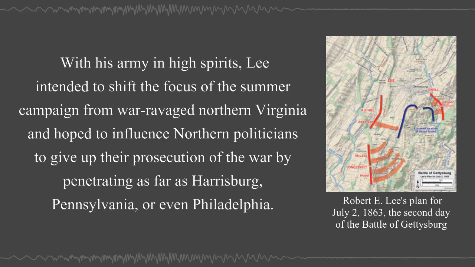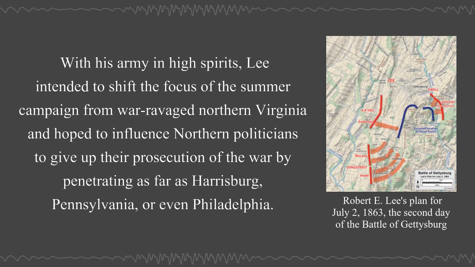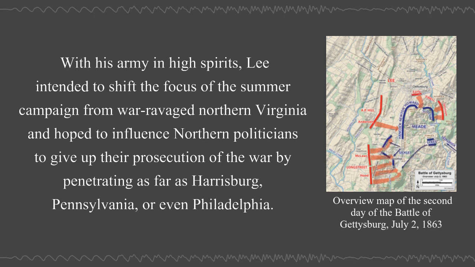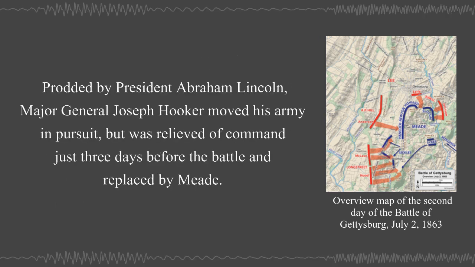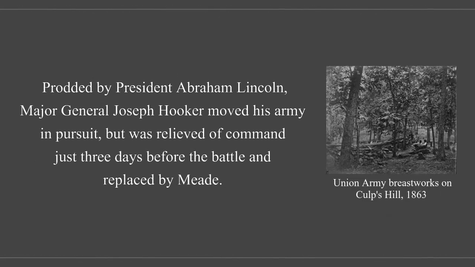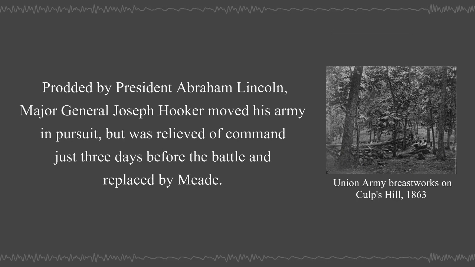With his army in high spirits, Lee intended to shift the focus of the summer campaign from war-ravaged Northern Virginia and hoped to influence Northern politicians to give up their prosecution of the war by penetrating as far as Harrisburg, Pennsylvania, or even Philadelphia. Prodded by President Abraham Lincoln, Major General Joseph Hooker moved his army in pursuit, but was relieved of command just 3 days before the battle and replaced by Meade.